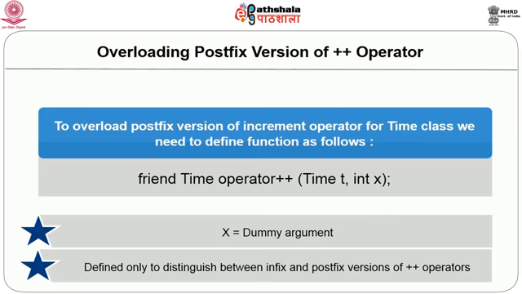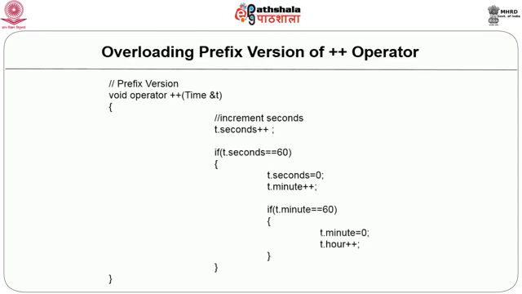So what would be the syntax of the overloaded increment function? It would be the friend keyword followed by void, because the increment operator usually modifies the operand itself, therefore it does not need to return any value. So the return type is void followed by the keyword operator followed by the operator plus plus that we are trying to overload, and as an argument we will pass the time object on which we want this operation to be performed. This is the prefix version that we have defined.